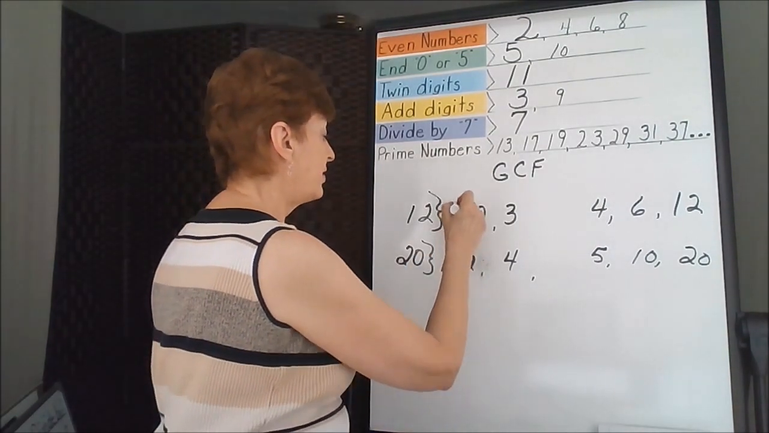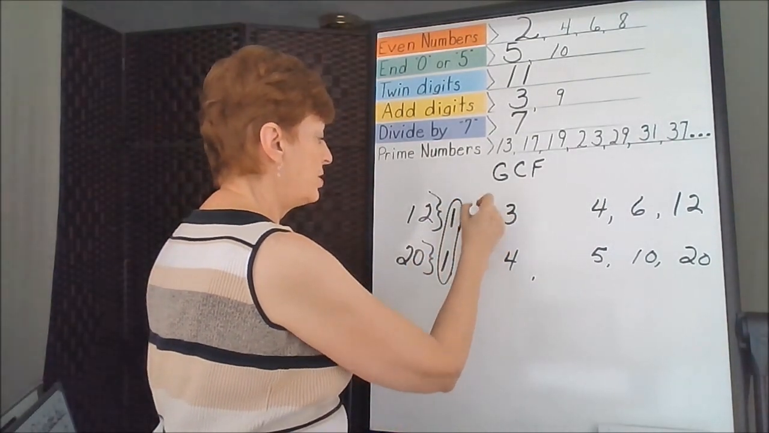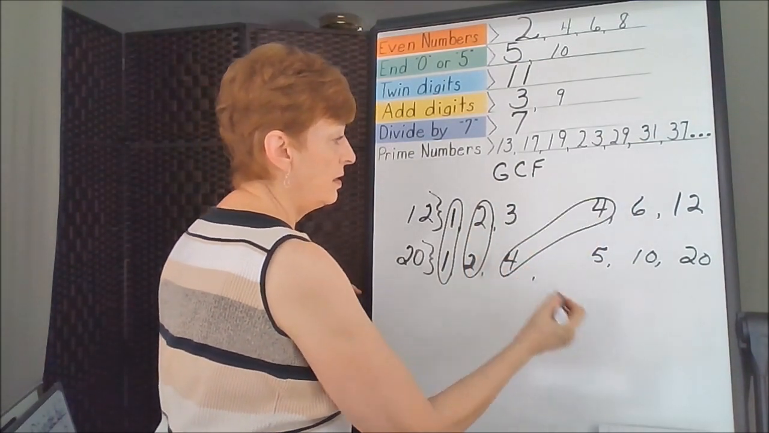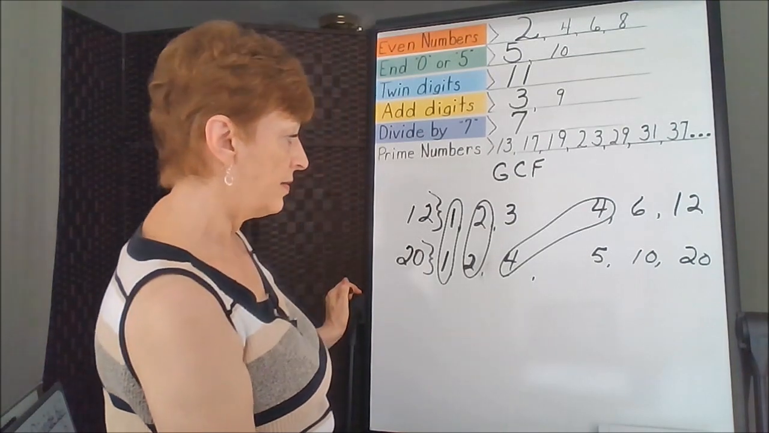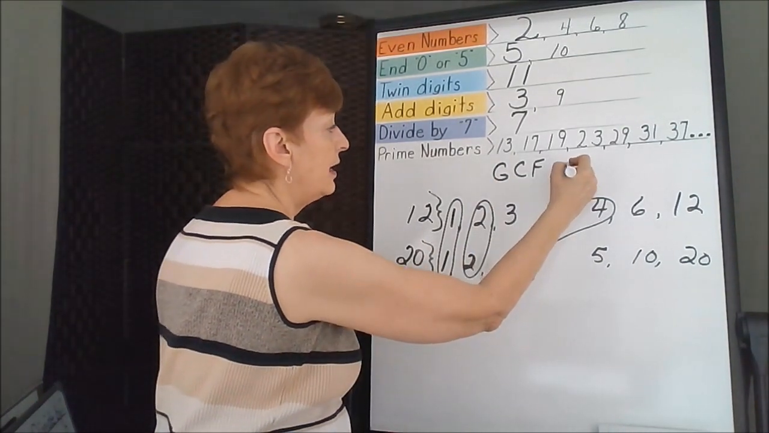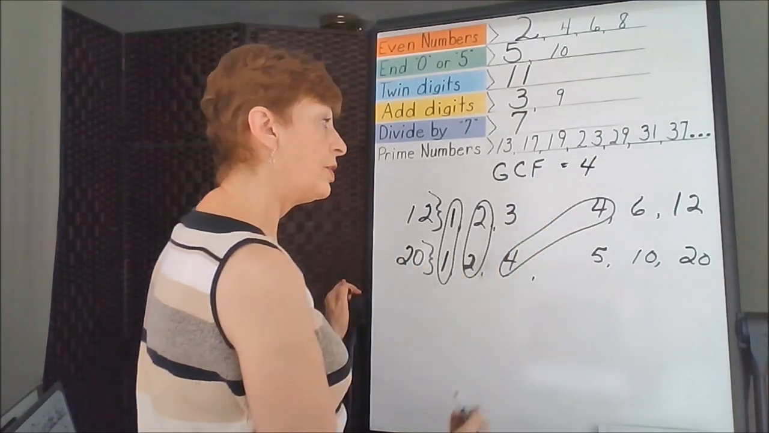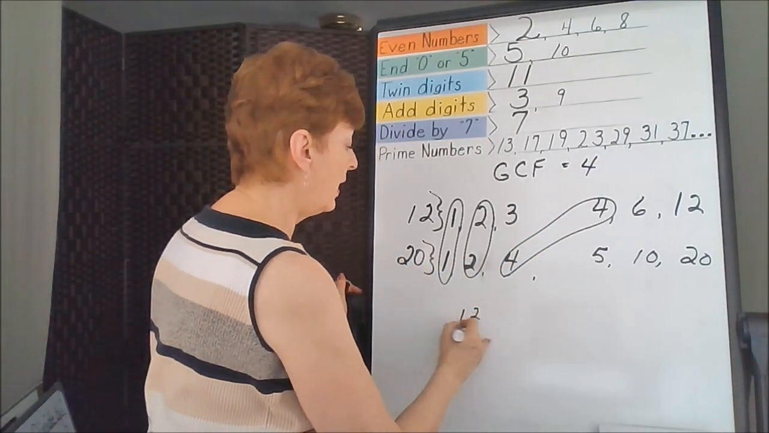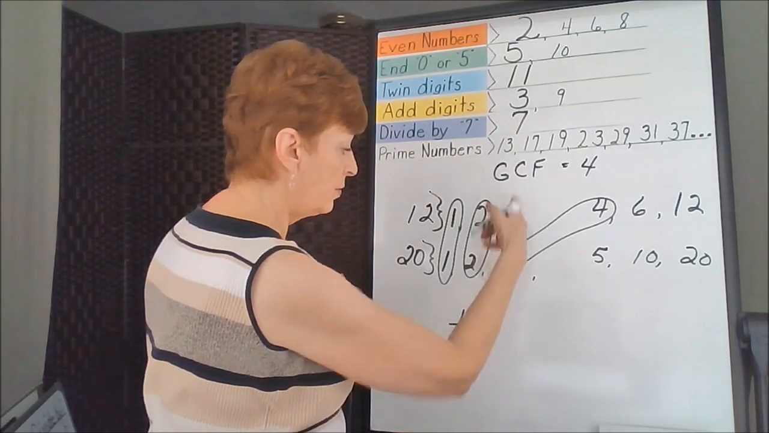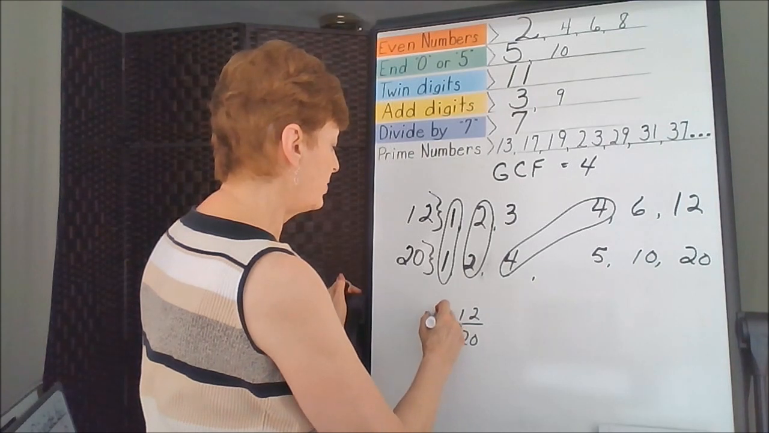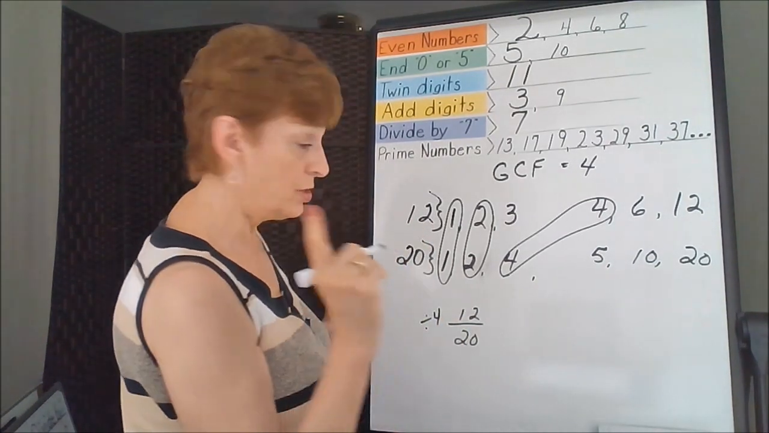Our common factors are 1, 2, they share 2, they share the 4, and that's all they share. So the greatest common factor for 12 and 20 is 4, which means if you had a fraction 12/20ths, you could reduce this to simplest form the quickest way by using a 4. In one step, you could do it.